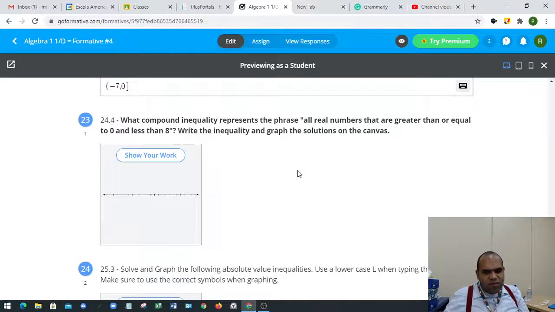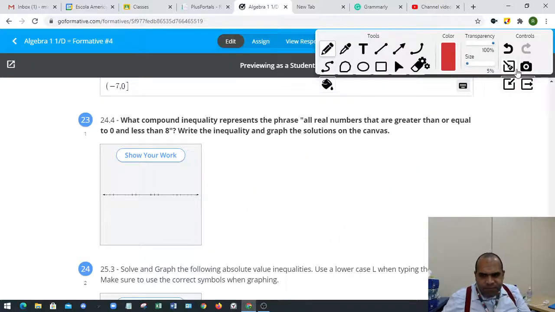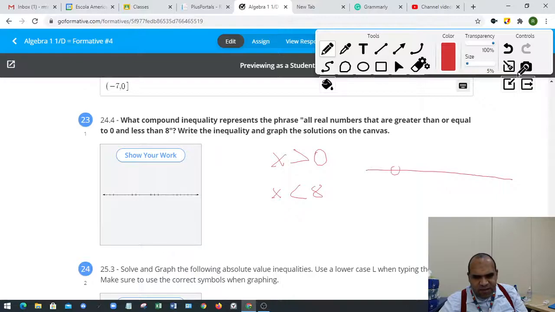Nice. And this number 23: what compound inequality represents the phrase, all real numbers that are greater than or equal to 0 and less than 8? It's easy. x greater than or equal to 0 and x less than 8. This is the graph. 0 here and 8 here, and they're looking for this situation. Pretty simple.